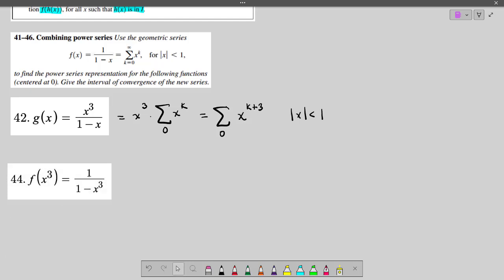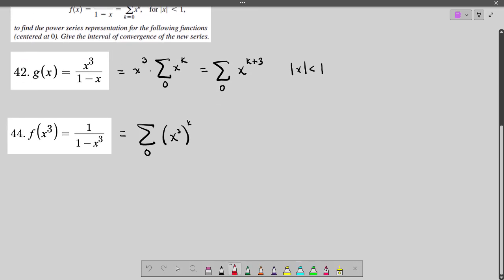Okay, next one. So that one is a multiplication by a power. This one. The first thing we're going to do is look up here and notice that we took this x and replaced it with x cubed. So this is the third one up here. This is the composition one. So this, the power series here, we're going to take the power series for 1 over 1 minus x and just replace x with x cubed. So we are going to have this.